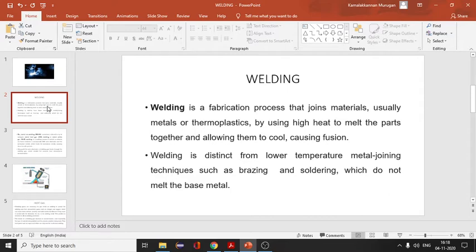In the welding process, we use high heat to melt the parts and allow them to cool. That way, we achieve the joining process. When I say we use heat to melt the parts, maybe we will get confused with soldering and brazing techniques. Normally, those are known as lower temperature metal joining techniques, which is different from welding. In welding, we use high heat and we melt the parts.